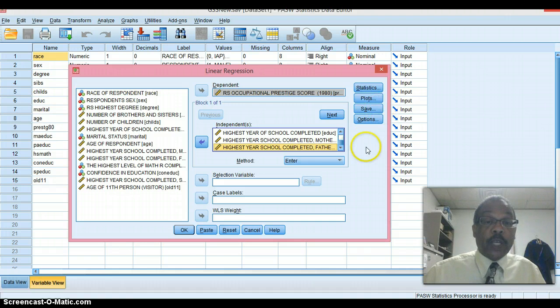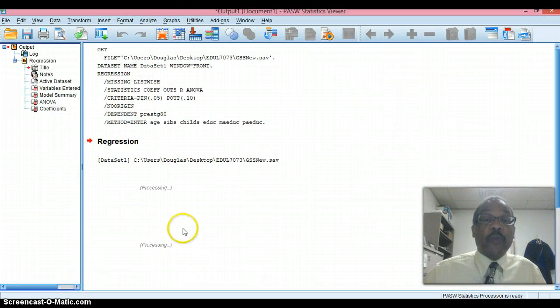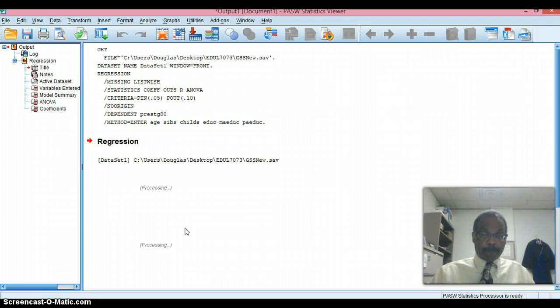So notice that the regression that we're doing, the method we're using, is enter. I didn't tell you this last week. What that means is you will be entering all the variables in your regression, whether they are of value or not. So the next step would be to run the regression. And it'll take me a minute or so for the regression to run.